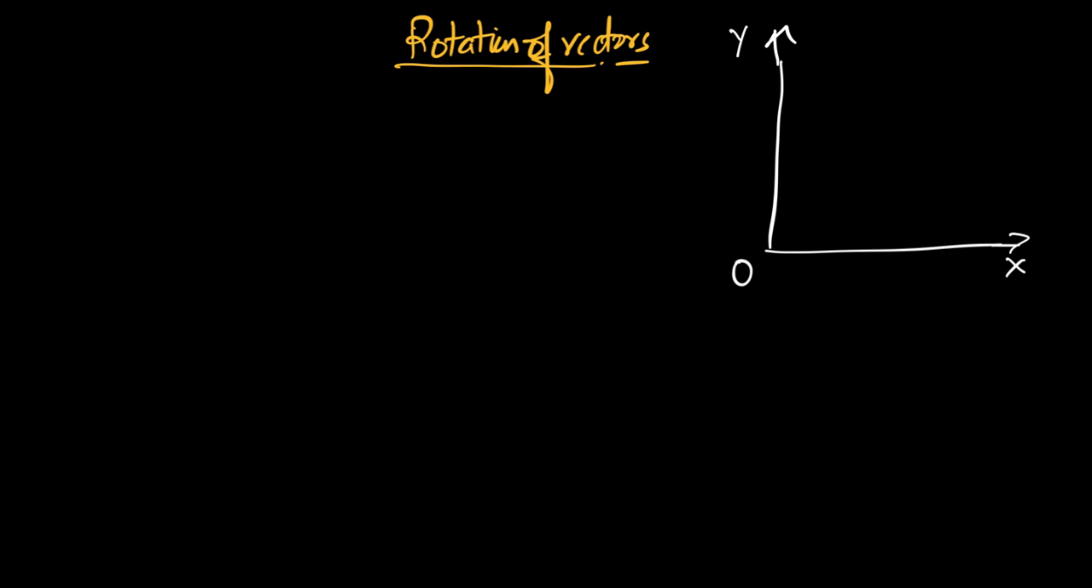There is a vector here. Okay. Say this is vector a, and the vector a makes an angle, say alpha, with the x-axis. Now if you rotate this vector a at an angle theta counterclockwise, this is where the new vector comes, right, which is vector b at a different angle.